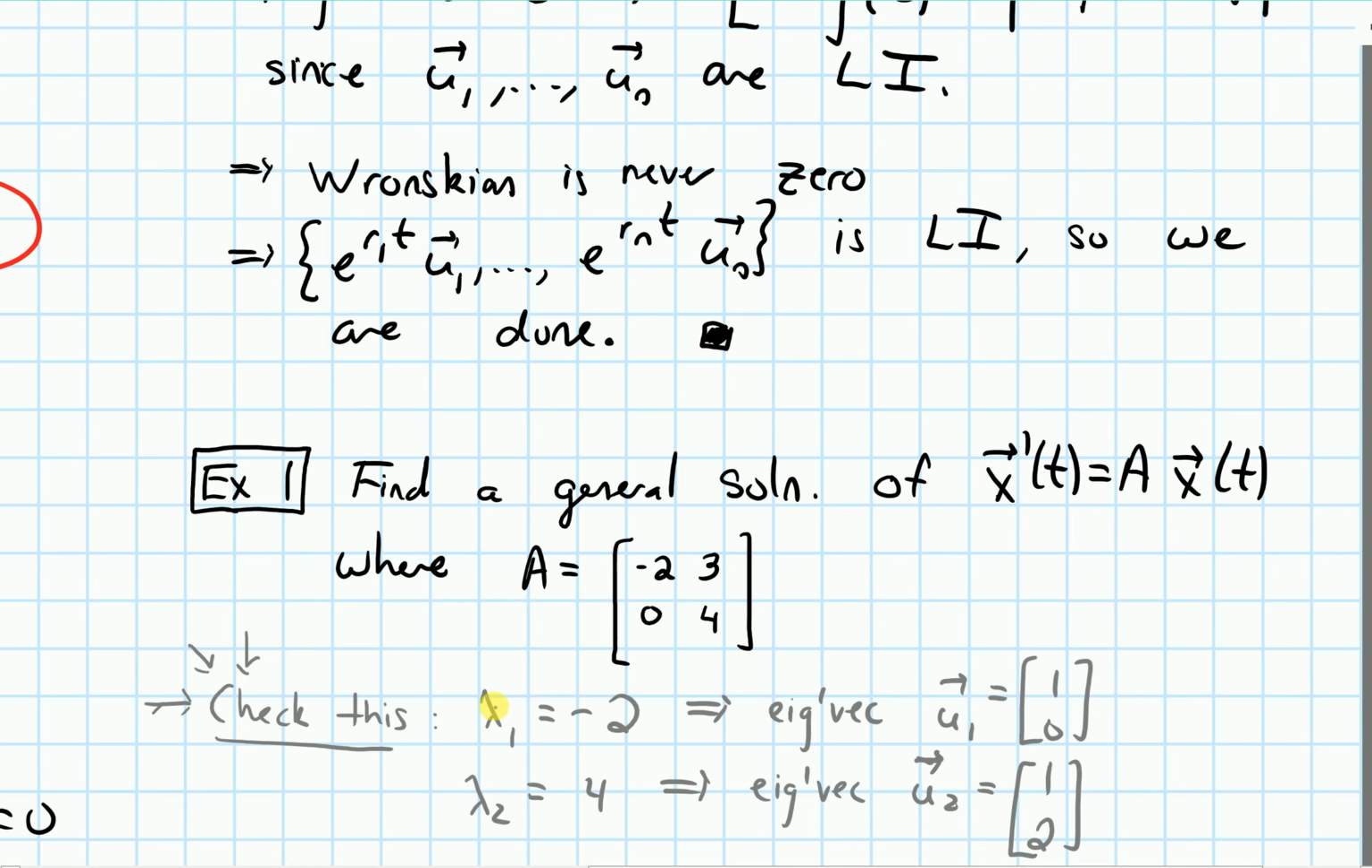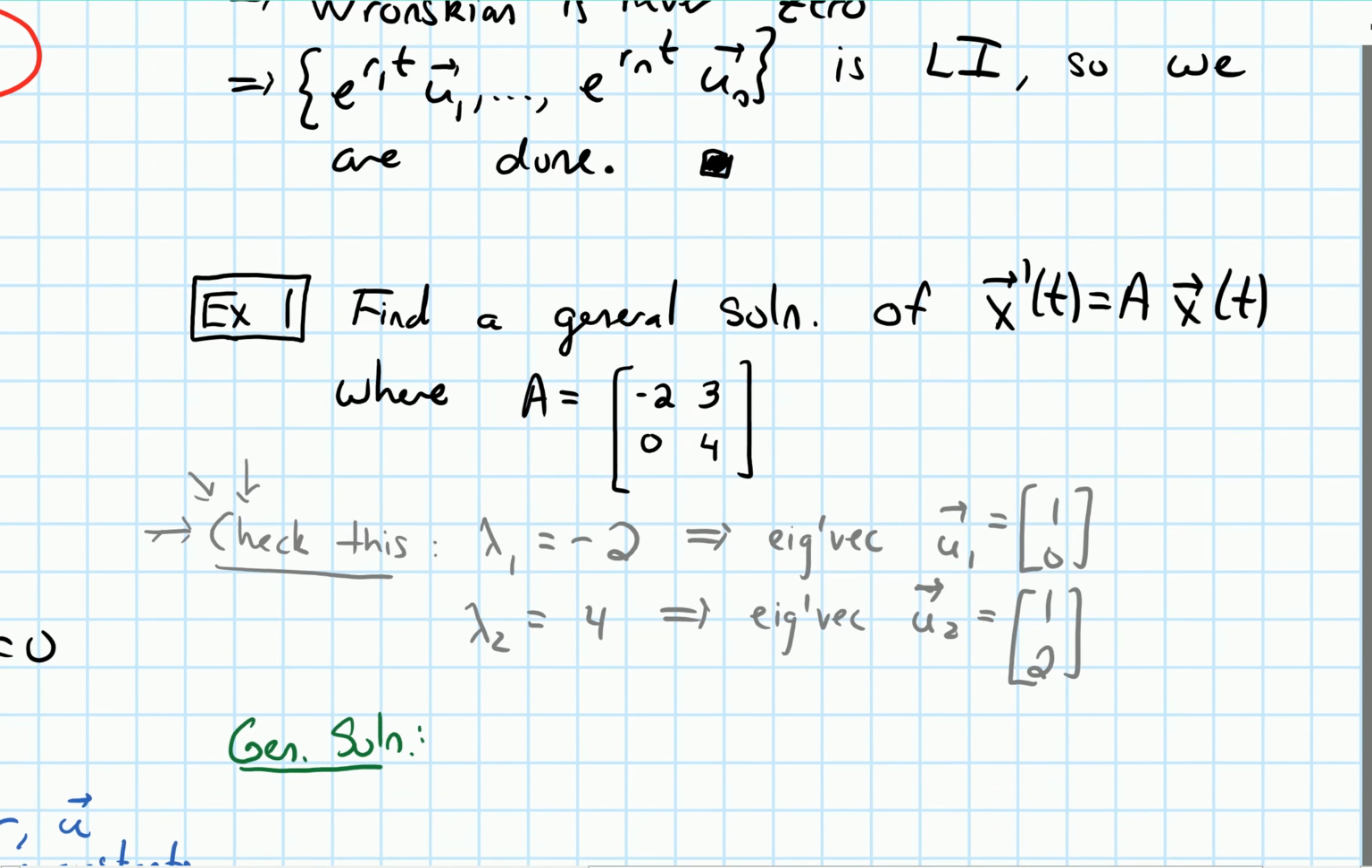I got my eigenvalues were -2 and 4. Those we can actually see by looking at this, because this is an upper triangular matrix, so the eigenvalues are along the diagonal. But check that the eigenvectors that go with them are 1, 0 for -2, and the other eigenvector for 4 is 1, 2. Okay, so now that I have those, I can formulate our general solution.